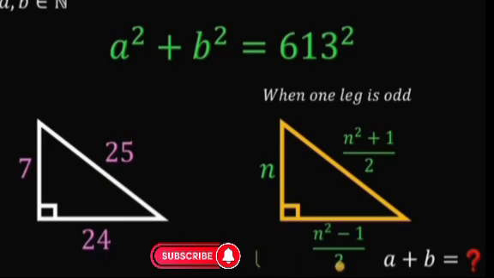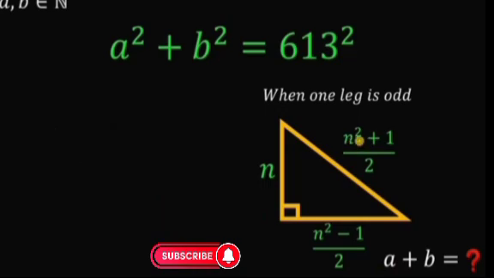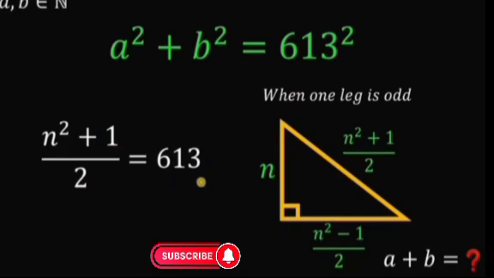So using this pattern, using this concept, we can now solve for the value of a and b. What we're going to do is let n squared plus 1 over 2 be equal to the hypotenuse, which is 613. Now, let's solve for the value of n.